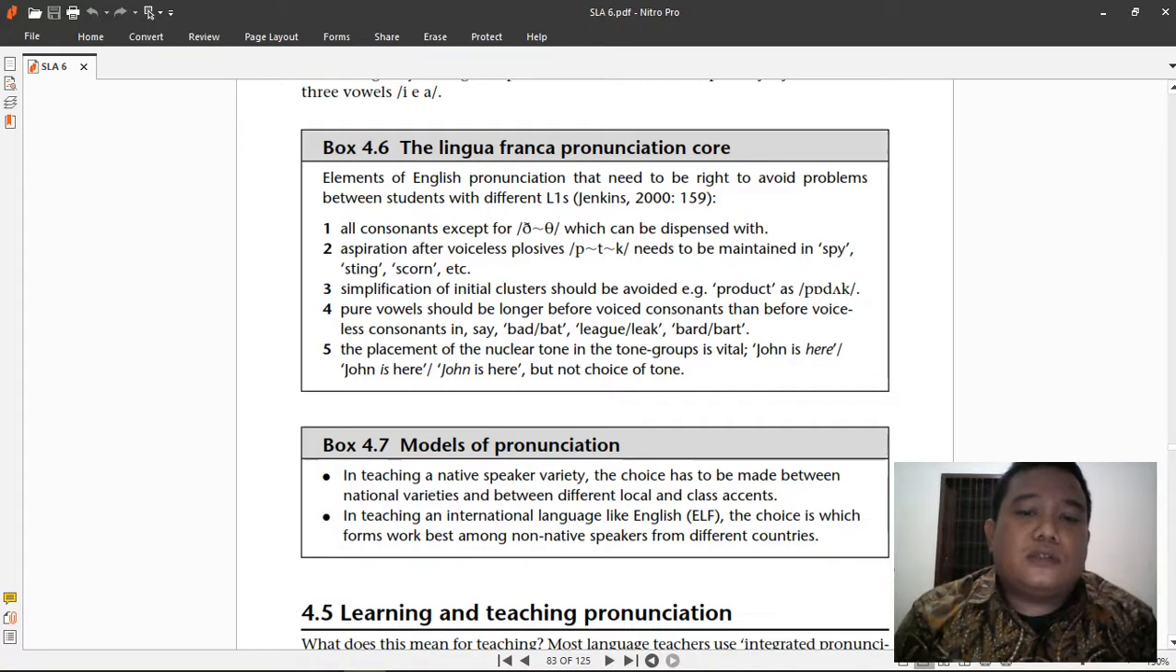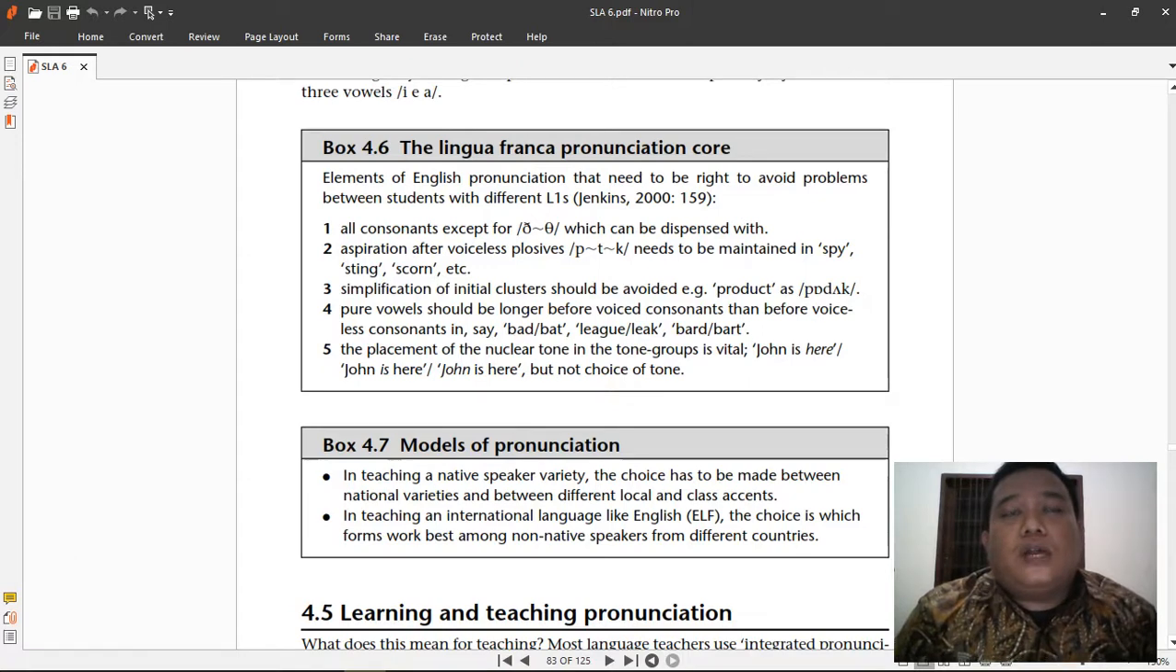Simplification of initial clusters should be avoided. Example: product, not pproduct. Okay. Simplification of initial clusters should be avoided. So you are asked to avoid the simplification of the pronunciation. It should be pronounced product, with the R there, okay, product.